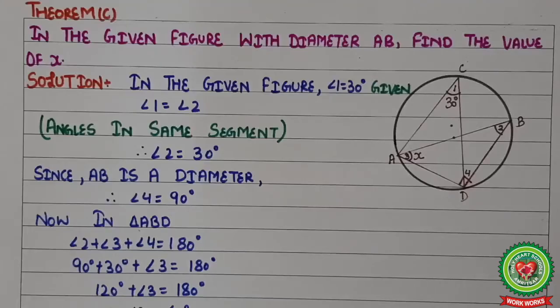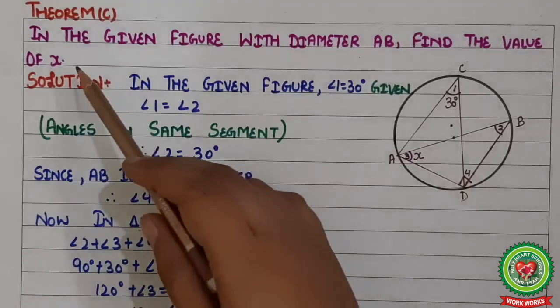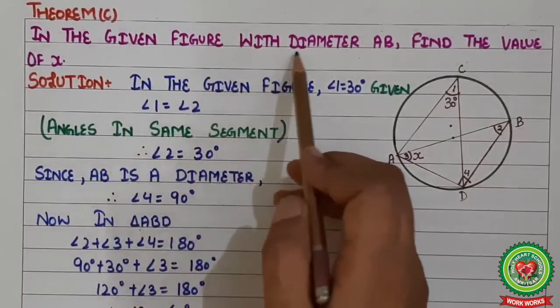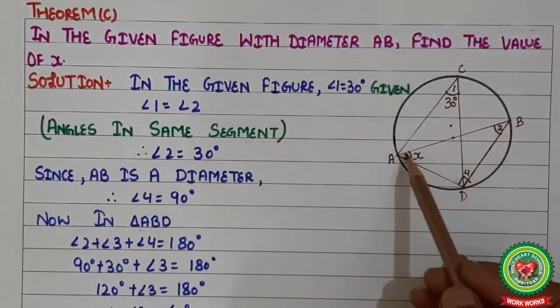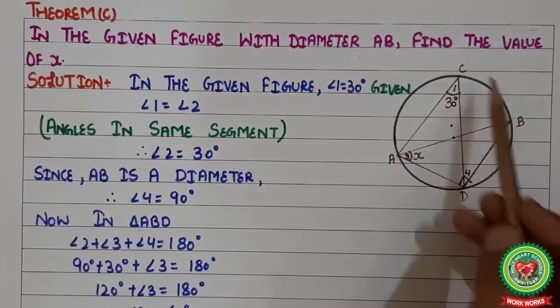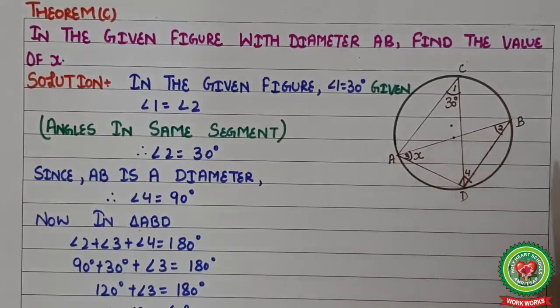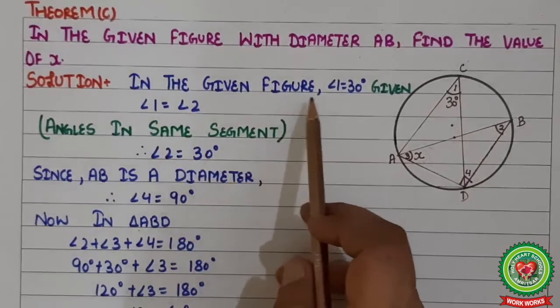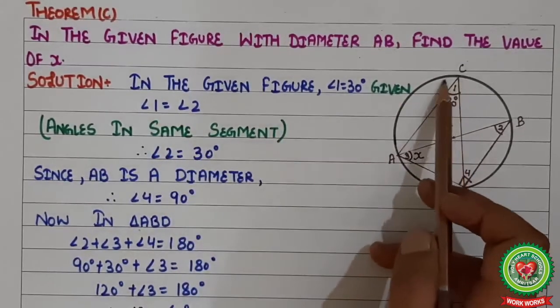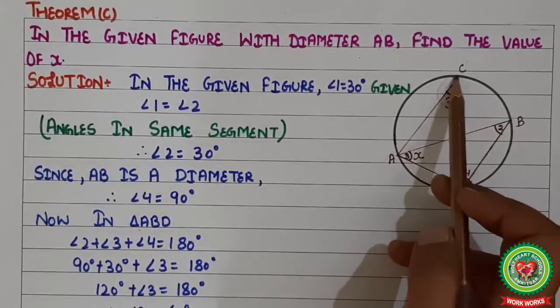Children, see the statement. Application of theorem number 3: in the given figure with the diameter AB. See, this is the diameter AB. Find the value of x. This angle we have to find. Let's start with the solution. The solution is: in the given figure, angle 1 equals 30 degrees. This was given to us in the figure only.